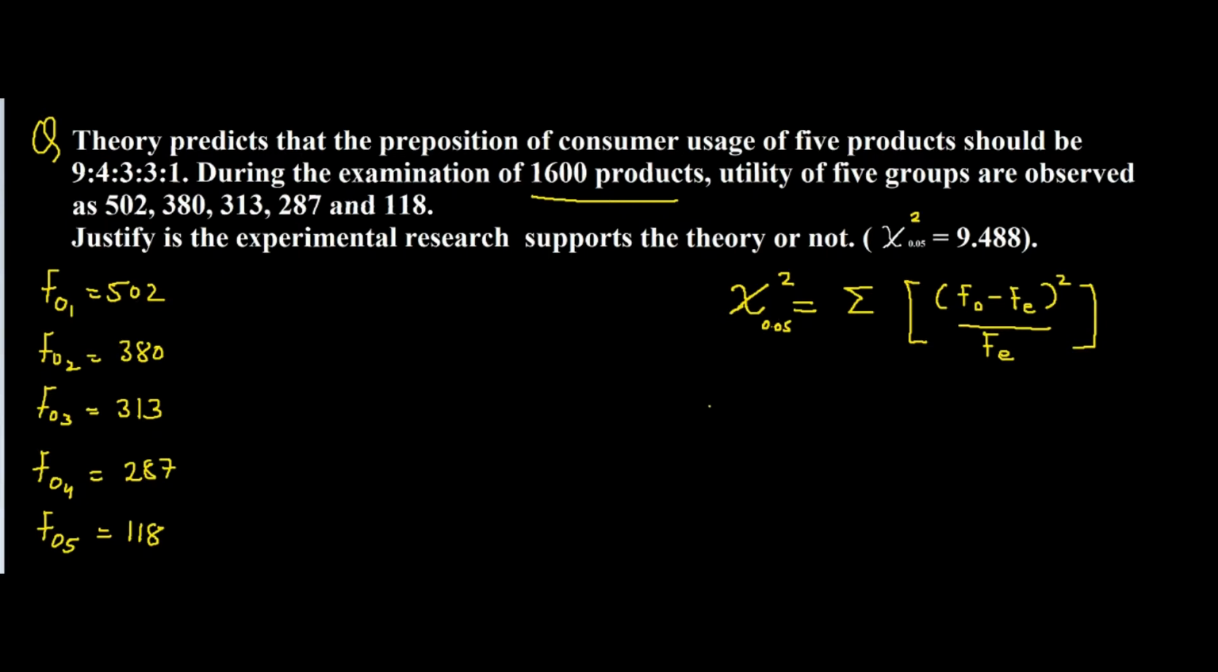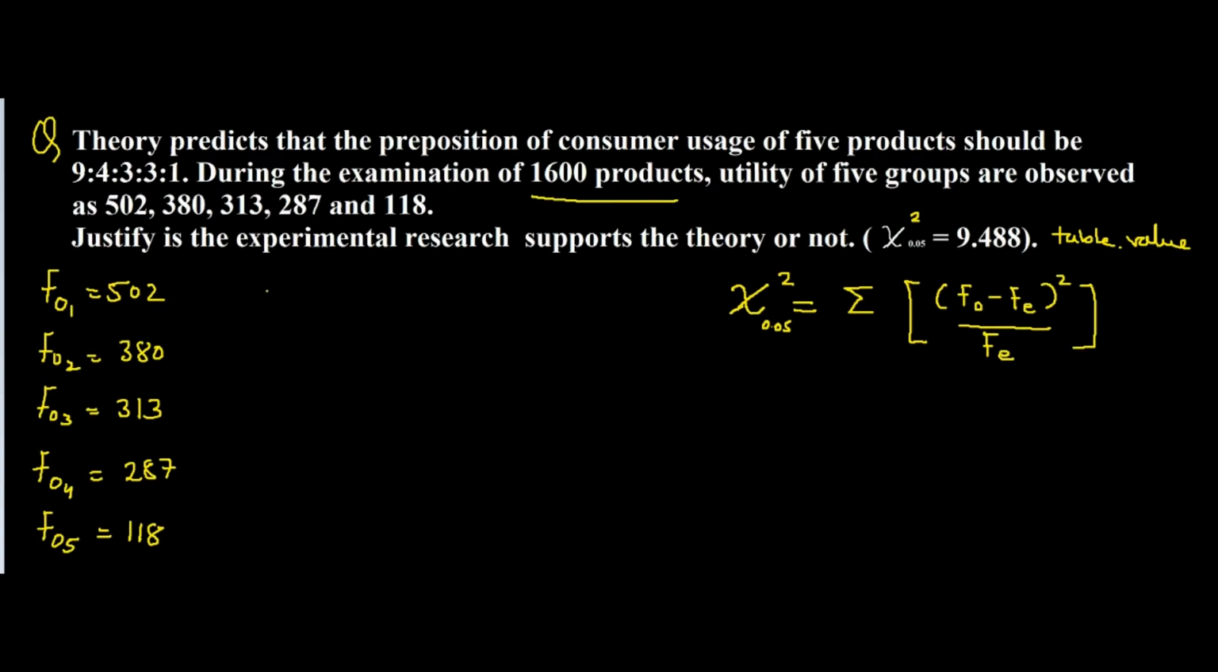This is 0.05, which means 95% significance. Now this is the table value, or the theoretical value, and we need to find the stat value with the help of the data. Now how to calculate the FE, that is an important aspect.